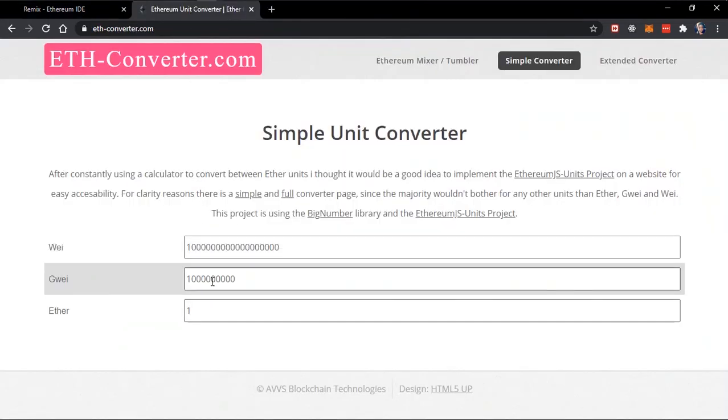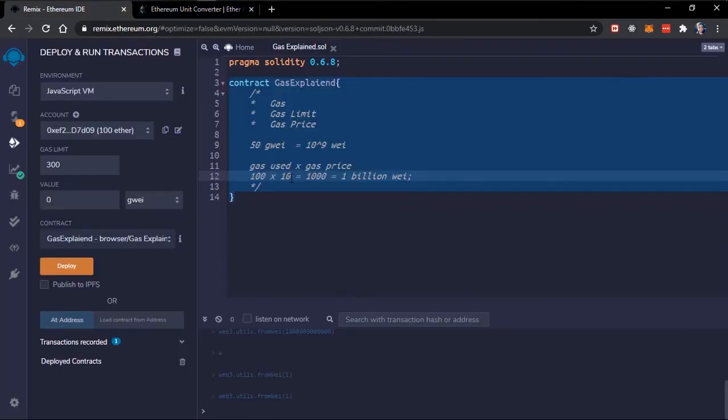There's an online converter for this, so I should just input 1000 gwei here. And as you can see, we'll get charged 0.000001 Ether for this transaction. If the gas price is higher, your transaction will be mined faster, but it will cost you more.